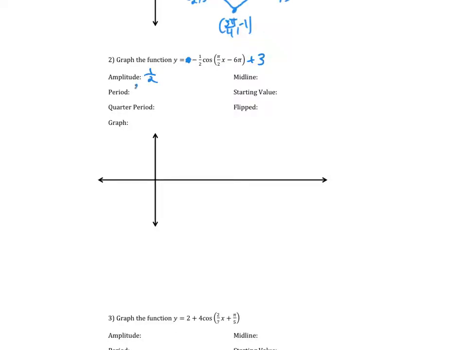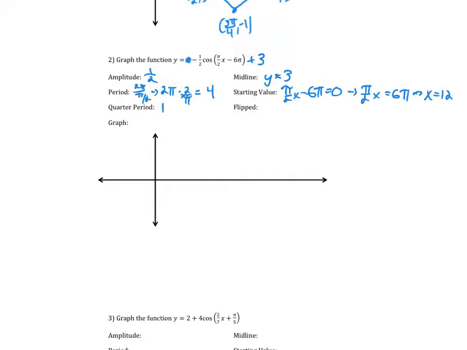The period would be 2 pi over pi over 2, which is the same as 2 pi times 2 over pi, which is going to be equal to 4. Interesting, which means the quarter period is 1. The midline we just talked about is 3. The starting value: pi over 2 x minus 6 pi equals 0, pi over 2 x equals 6 pi, which means x is equal to 12. The pi's cancel out.